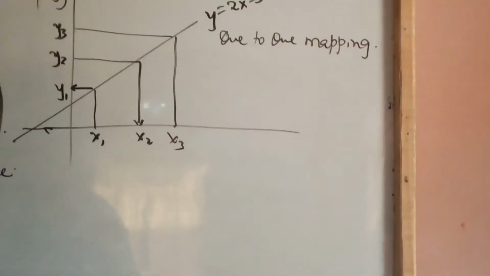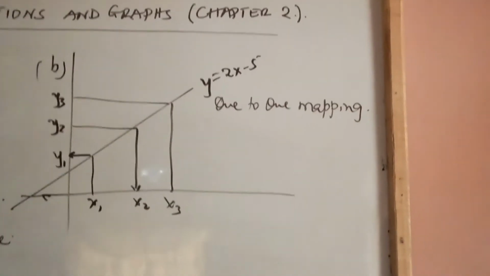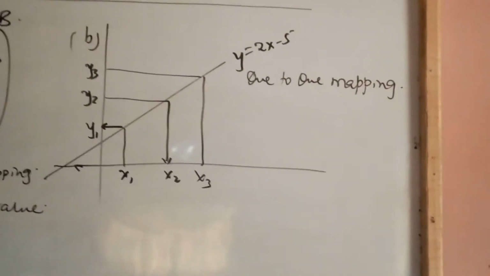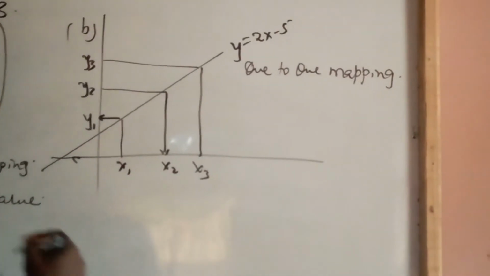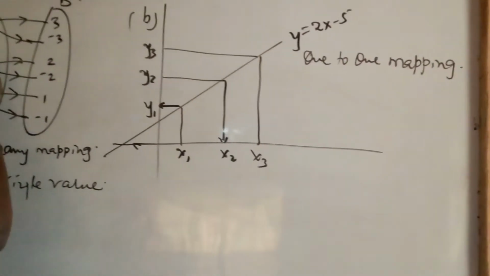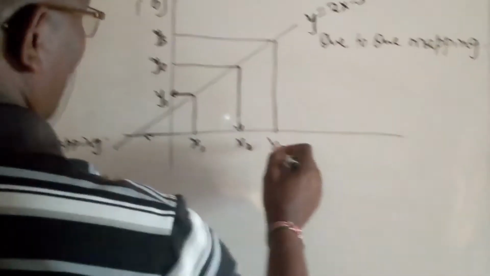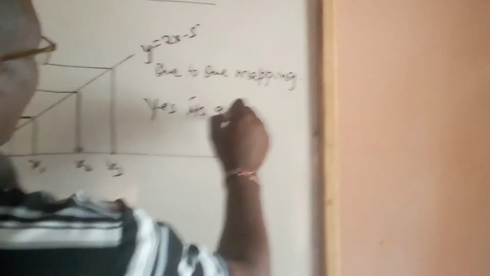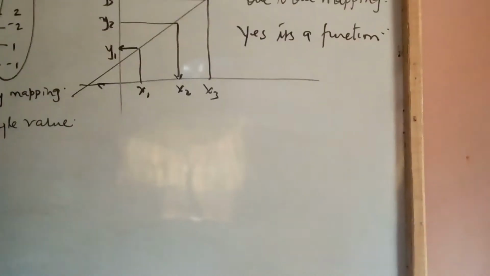The second question is, is it a function? Yes, the mapping is a function. For a mapping to be a function, every input in the domain must map onto exactly one output in the range. And that is why the previous one was not a function, because every input was having 2 outputs. But for this, every input is going to give us 1 output in the range. And therefore, yes, it is a function. Let us look at part C.